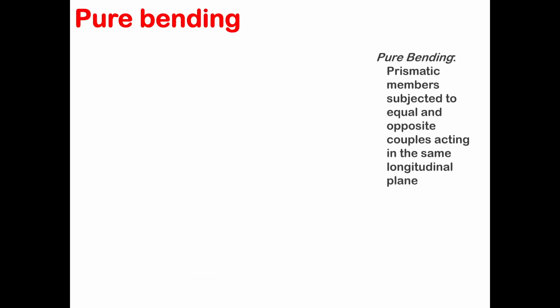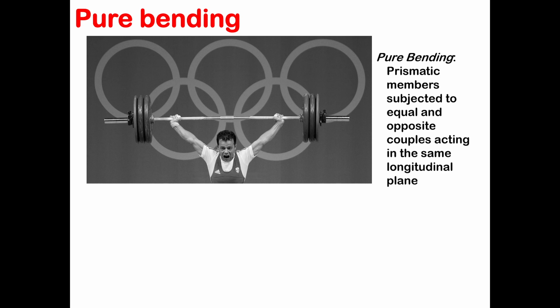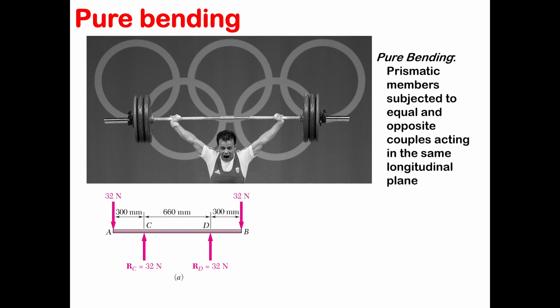bending. Essentially, the first thing we want to discuss is pure bending. We can define pure bending as a prismatic member subject to an equal and opposite couple acting in the same longitudinal plane. What does it mean? Let's look at this example of a weightlifter in the Olympics. So we have two weights here, right? And we have two supports here. If you want to draw the free body diagram of this weightlifter, it will look something like this, right?